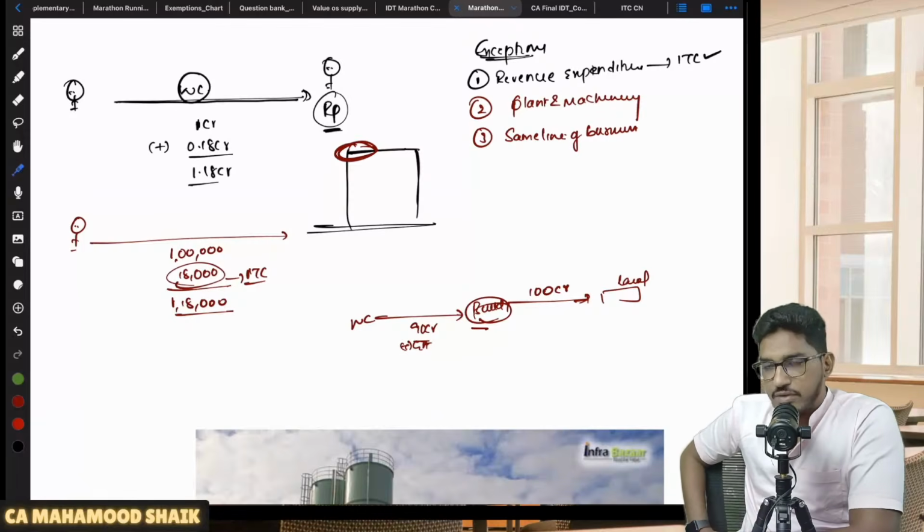Simply, if I have to put it, I have a piece of land. On that piece of land, a building has to be constructed. Now one contractor came forward.